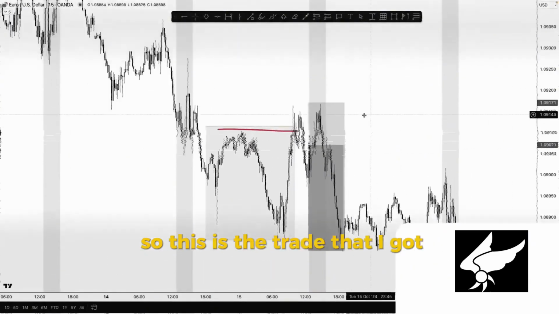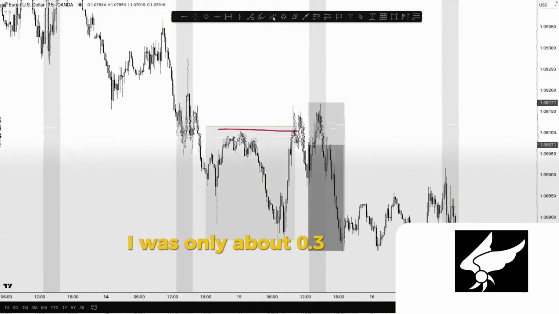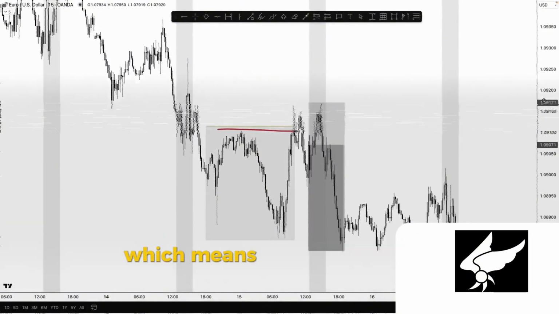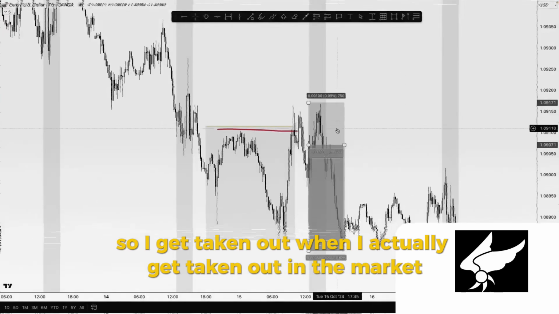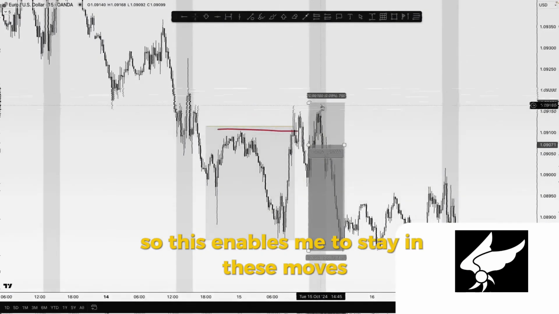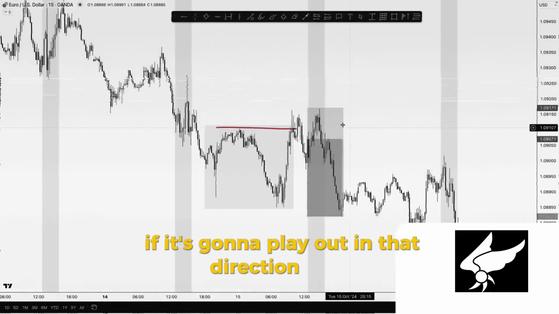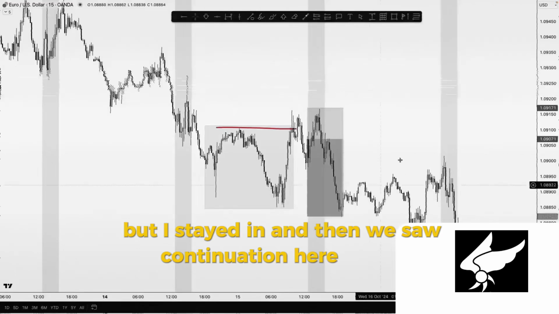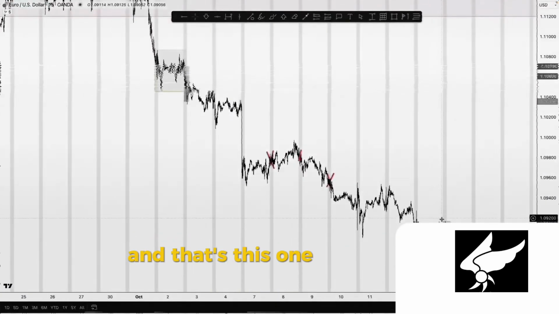So this is a trade that I got involved in. I was very close to getting taken out of this trade. I was only about 0.3 away from getting taken out. I use a raw spread account, which means I pay commissions, but I get a zero spread. So I get taken out only when I actually get taken out in the market. This enables me to stay in these moves and gives my trade the best opportunity to play out if it's going to play out in that direction. So again, this was very close to taking me out, but I stayed in, and then we saw continuation here to the downside. I've only been in 2 trades this month, and that's this one and this one.